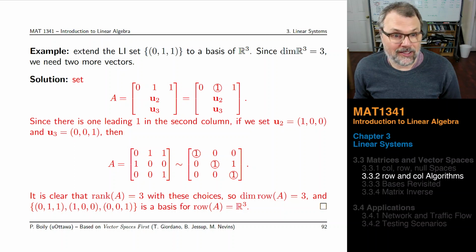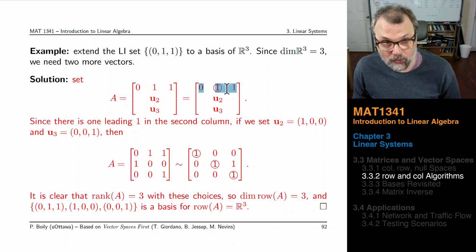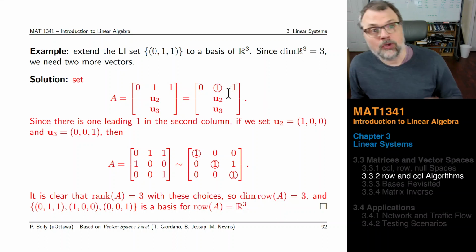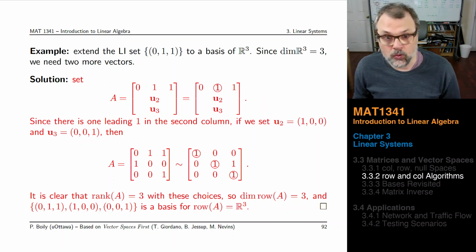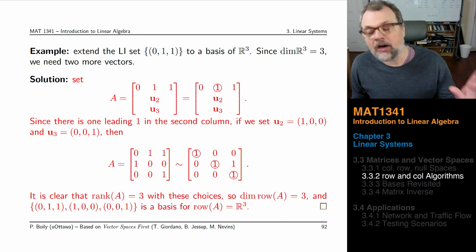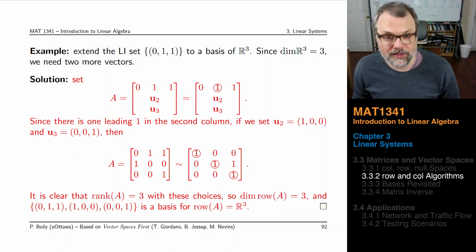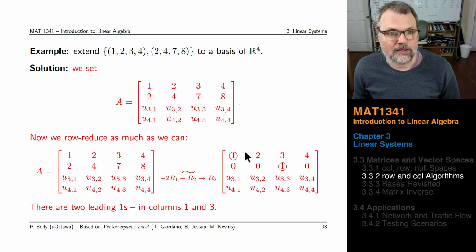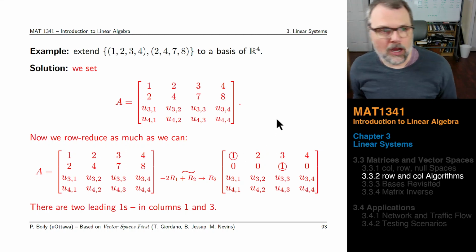They're all linearly independent. If you do this after having row reduced the part that you already knew, you're guaranteed to get n vectors that are linearly independent in an n-dimensional space, and then that's automatically going to be a basis. Let's do a slightly more complicated example.